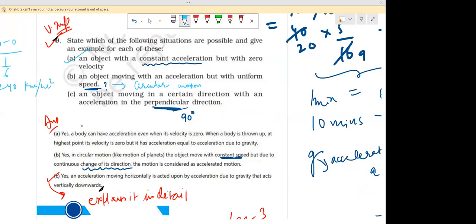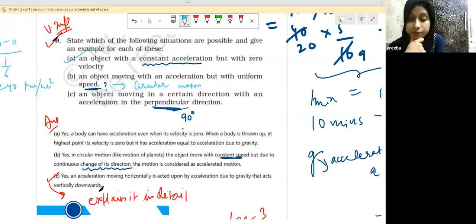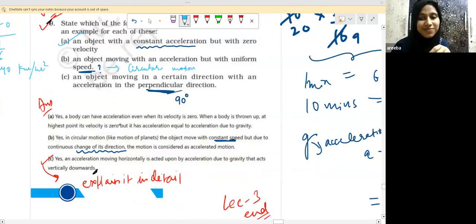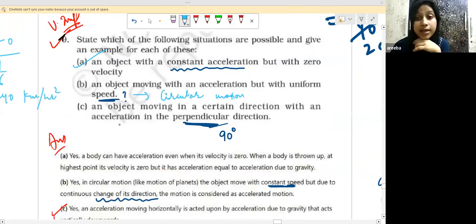All right. So the A part says an object with a constant acceleration but with zero velocity. Ma'am, how can an object have acceleration if it is having zero velocity? Is it possible? Ali has attended the class, that's why he knows the answer is yes. Umaima hasn't attended the class. Initially, Ali was also thinking no, it's not possible, right?